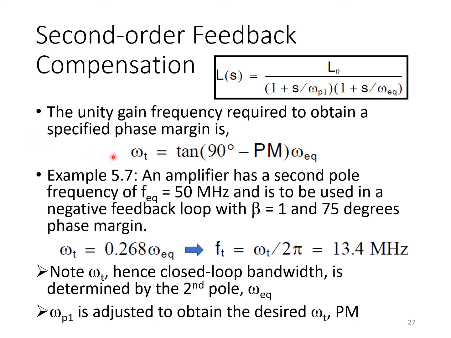And we can do that using this expression that we calculated here. So the idea is that if we assume omega EQ doesn't move, but that we can shift omega T around, where should we put it in order to ensure our targeted phase margin? Well, this expression will tell us that. And again, here's the example we looked at before, where we found that in order to achieve our targeted 75 degrees of phase margin, we need to locate the unity gain frequency at 13.4 megahertz.